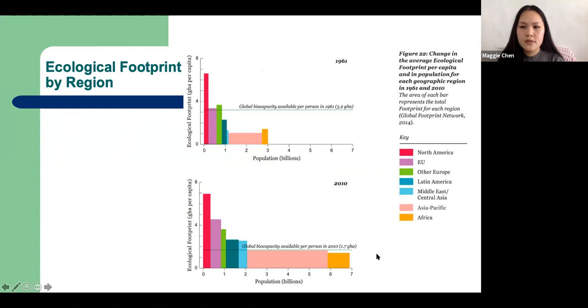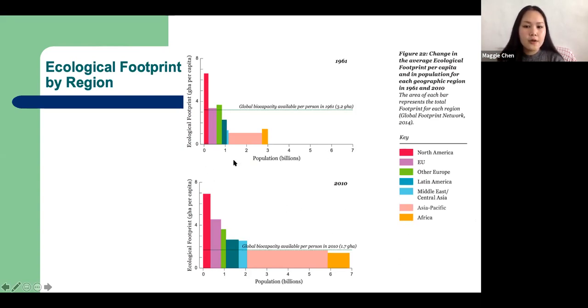So this is looking at the average ecological footprint per capita and population across different regions. We're looking at different countries over time. We have North America in dark pink, EU in purple, other European countries in green, Latin America in dark blue, Middle East in light blue, Asia Pacific in pink, and Africa in orange yellow.